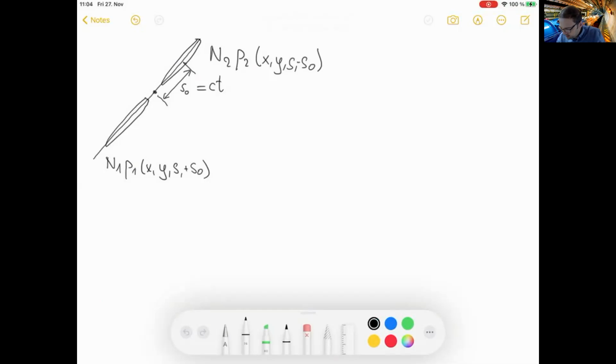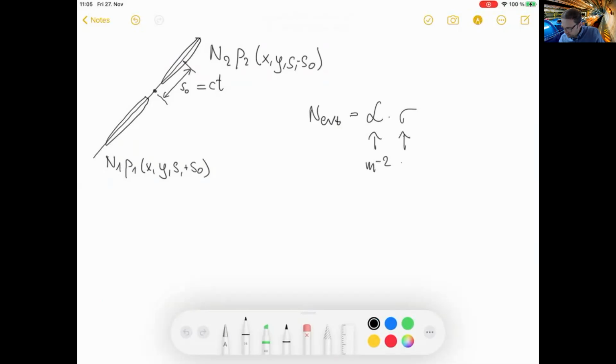The number of events in a collision is typically given by luminosity times cross-section. The luminosity has units meter to the power of -2, and the cross-section, you can think of it as a geometric cross-section, comes in square meters, or more conventionally inverse square centimeters for the luminosity, and for example nanobarn, picobarn, femtobarn for the cross-section. So that's just to understand what we are talking about in terms of units.